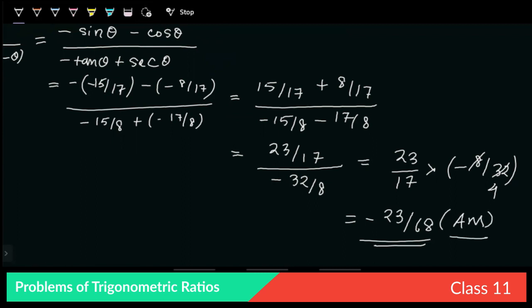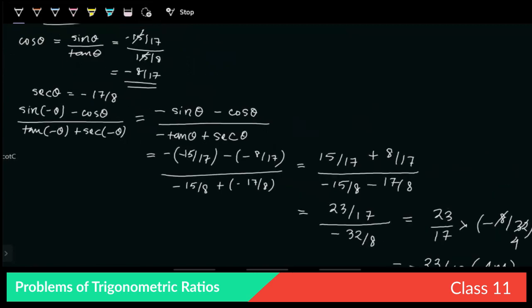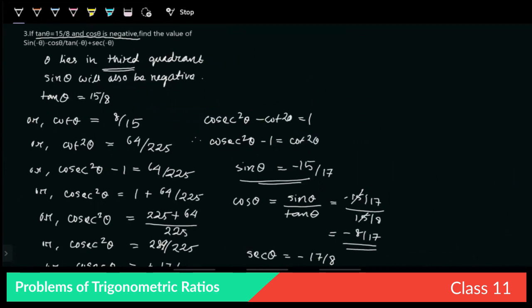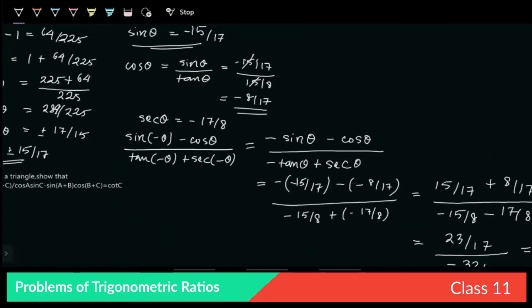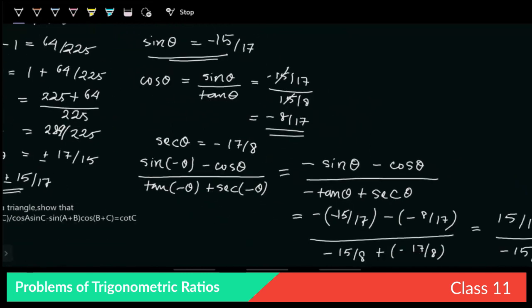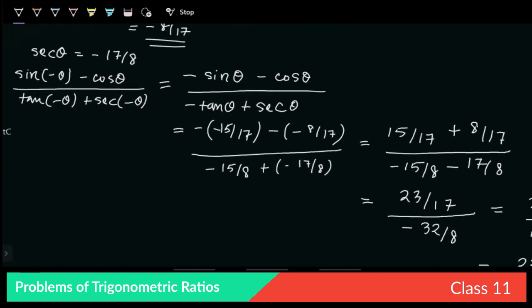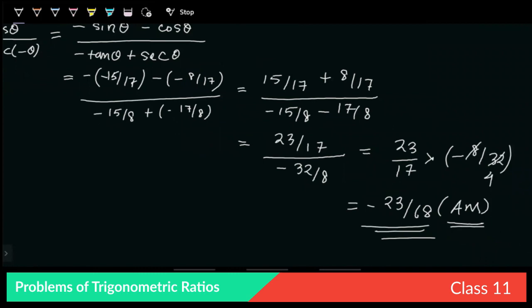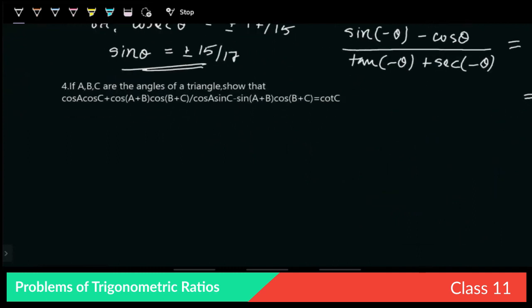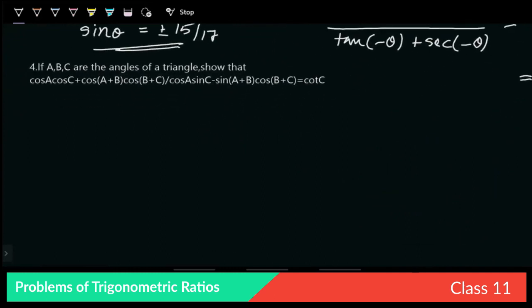So this was the third sum. Okay, see, we have found the value of sine theta, then cos theta, then sec theta, and we have replaced the values, and we have got this value, minus 23 by 68. Now we come to the fourth sum.